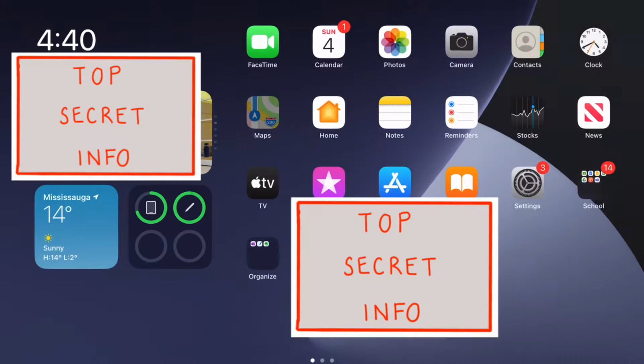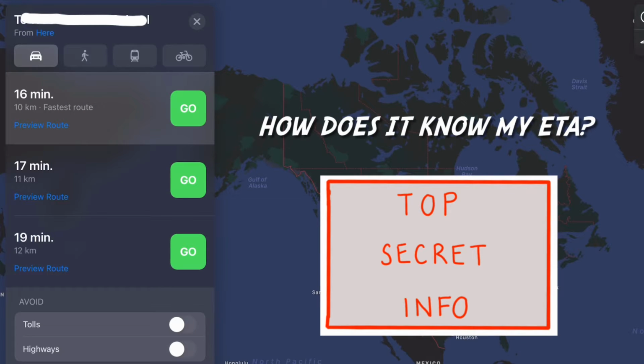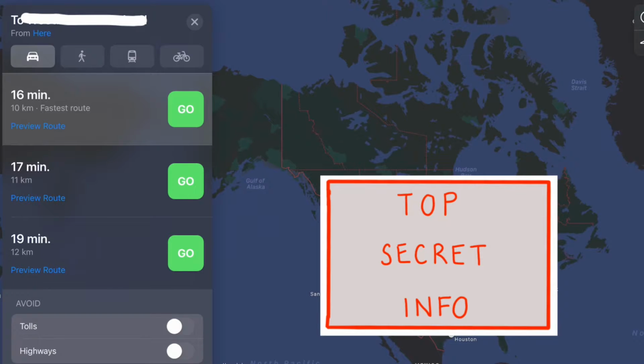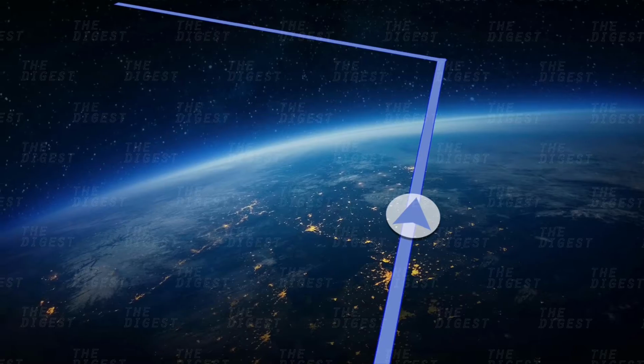How so? Well, say I forgot the route to school. What would I do? Number 1, I would open maps. Start from my house, destination, to school. But how does maps know my estimated time of arrival? And how does it know which route is best to take? This may be surprising, but the GPS's functionality is based on kinematics.